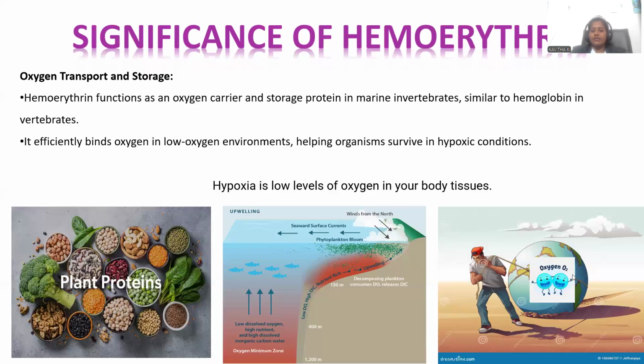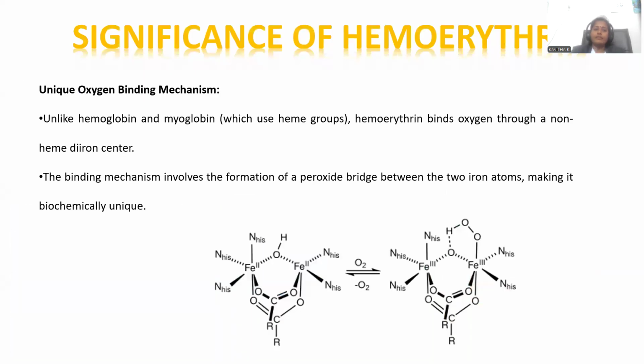This is the way oxygen transportation is the very essential activity done by this one, and moreover proteins are stored by hemerythrin. They are the bank of the proteins, and moreover, when oxygen levels are low, that condition is also efficiently managed by means of hemerythrin. This is the way multiple activities are carried out by hemerythrin.